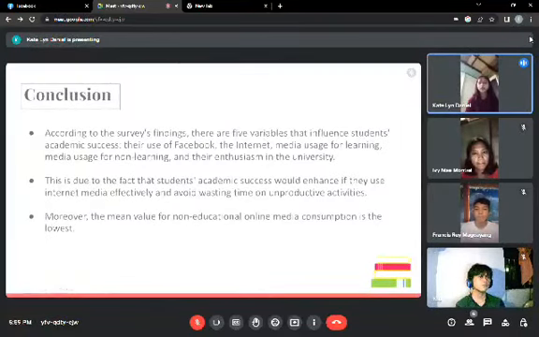I'm now approaching the end of my presentation. I discussed earlier that there are 5 factors in this study, which are their use of Facebook, the internet, media usage for learning, media usage for non-learning, and their enthusiasm in the university. The researchers also concluded that the students' academic success would improve if they use internet media effectively and avoid wasting time on unproductive activities.